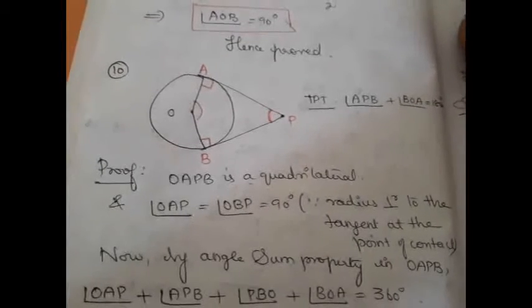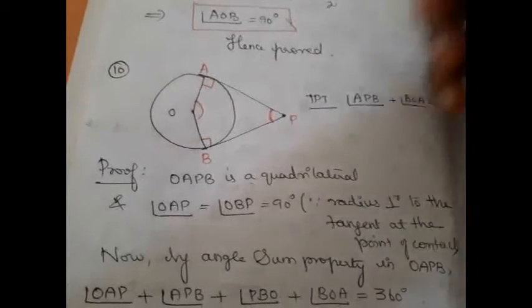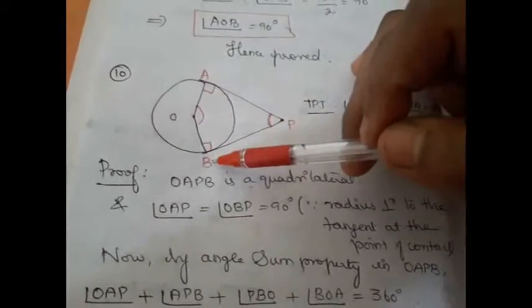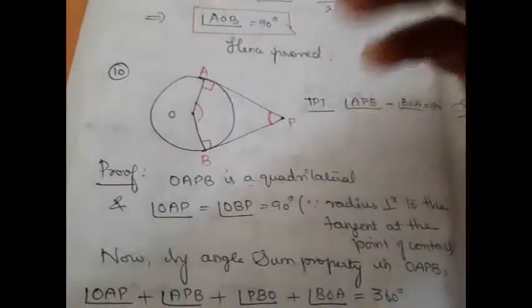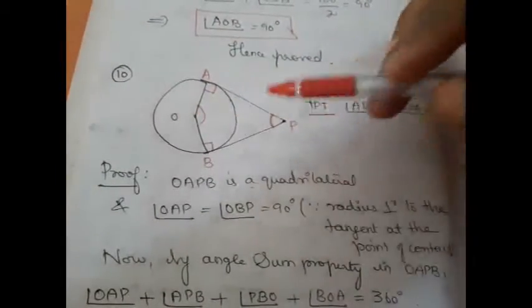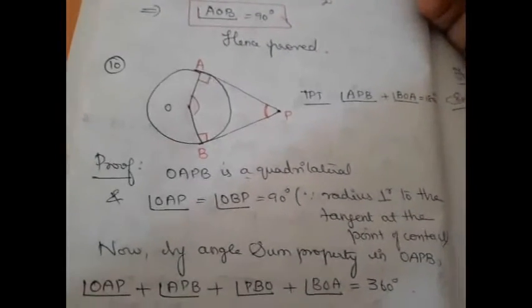Sum of all the 4 angles is 360 degrees. Out of 4 angles, we got 2 angles that are 90 degrees. So 90 plus 90 is 180. So 360 minus 180 is going to be 180. Therefore, the sum of the other 2 angles is going to be 180.